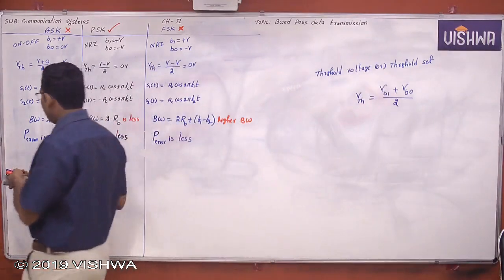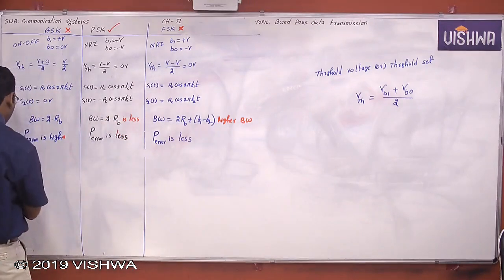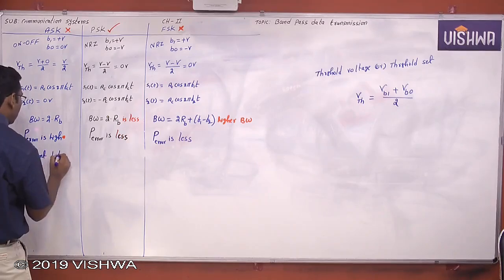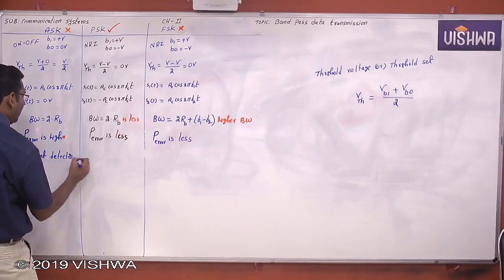Now, what is the demodulator? The demodulator is a coherent detector. Here the demodulator is nothing but a coherent detector.